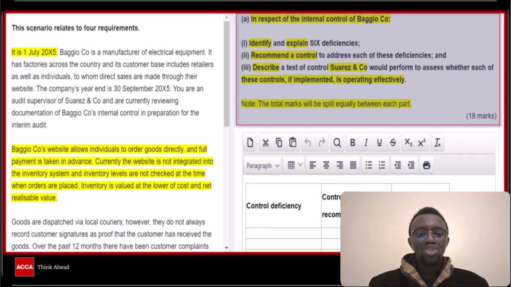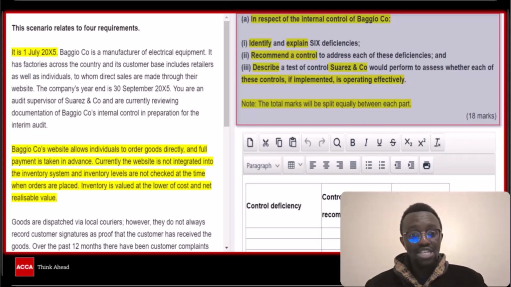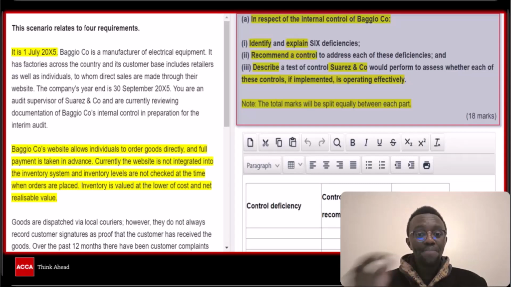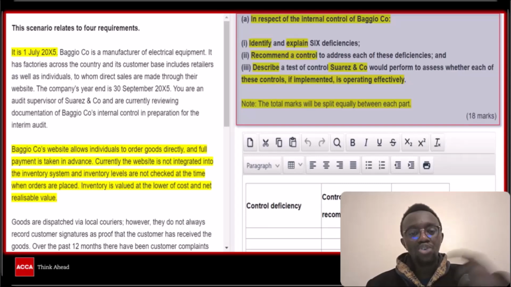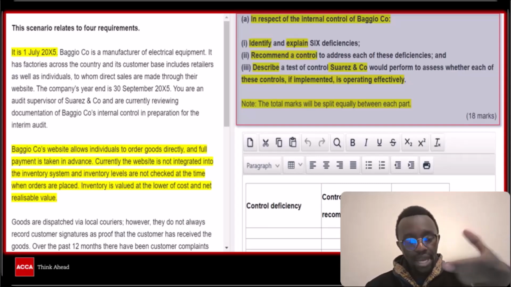That who? Suarez. Who is Suarez? Suarez is the auditor. It's the audit firm. So the tests of controls are done by the auditor. A lot of times I see students giving tests of controls as if it's the management of the client doing it, but it's not. It's not Baggio's management. It's the audit firm, the auditor himself, who is actually doing this test of control. You're told to describe a test of control Suarez and company will perform to assess whether each of these controls, if implemented, the recommended controls, is working. So you're testing the recommended controls.